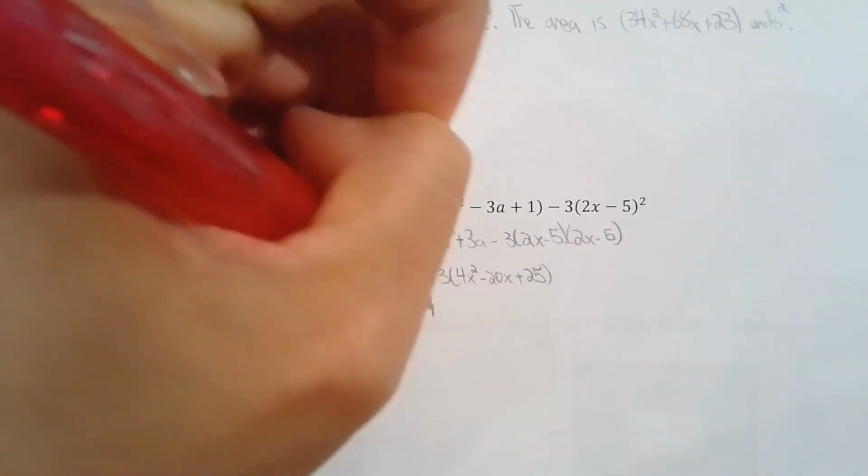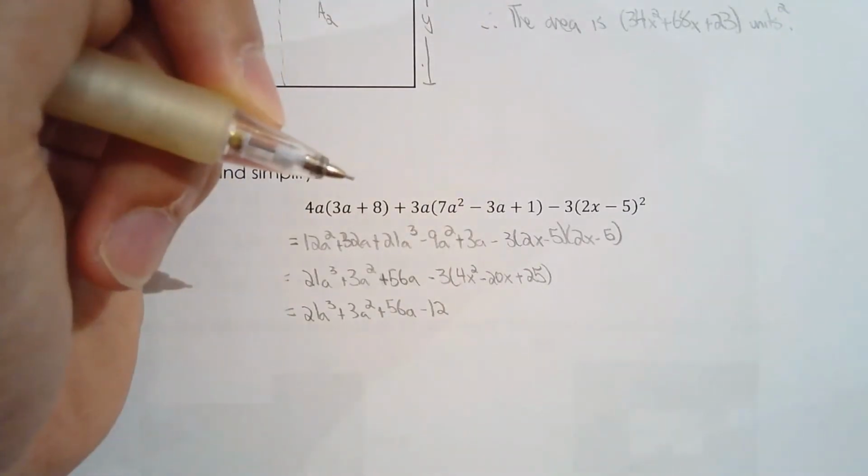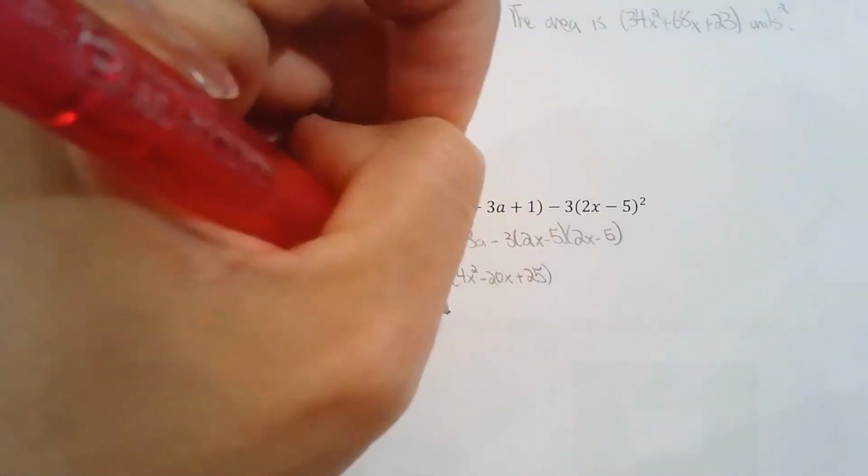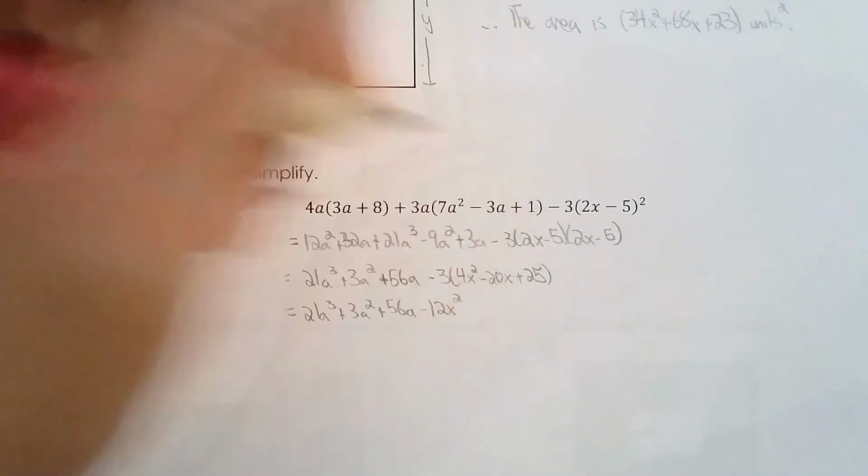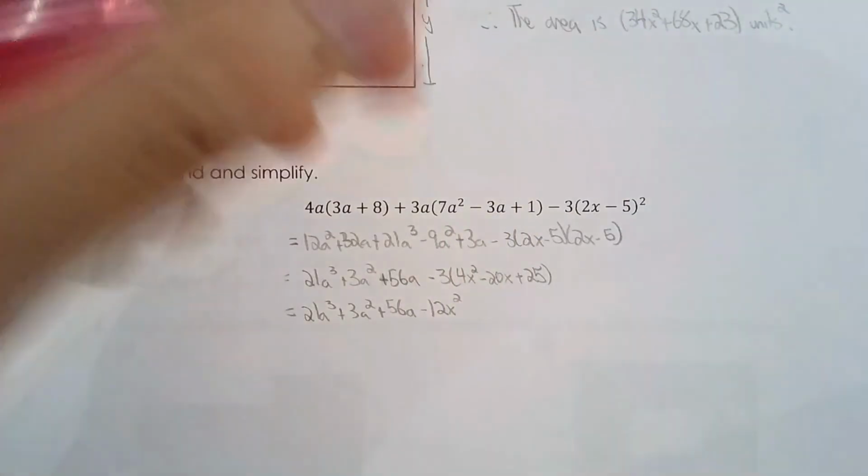So this can be negative 12. I just noticed something. It's x and a. You know what? It's okay. I think I meant to do all a's or all x's, but it's all good.